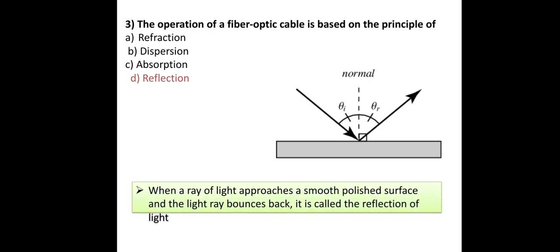When a ray of light approaches a smooth polished surface such as a mirror and the light ray bounces back, it is called the reflection of light, with the incident ray, the reflected ray, and the normal angle. The correct option is D. The operation of fiber optic cables is based on the principle of reflection.